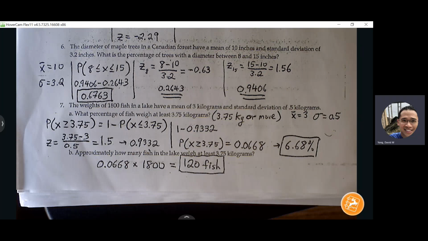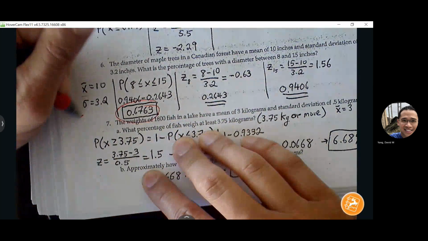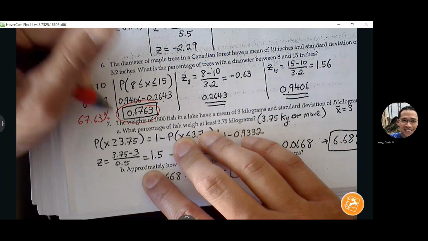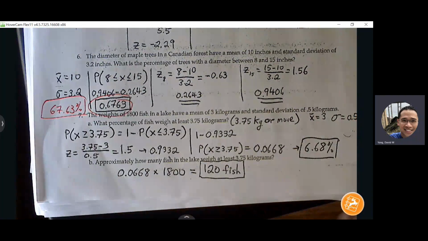Okay, so number 6, X bar is 10, standard deviation is 3.2. We want to find the percentage of trees. Sorry, I should have changed my final answer to 67.63%. We're going to find the z-scores for each of the individual values for 8 and 15. And then we go to our table, we get the corresponding probability, subtract those two probabilities. And then I forgot to convert back to percentage because that's what it's asking for.